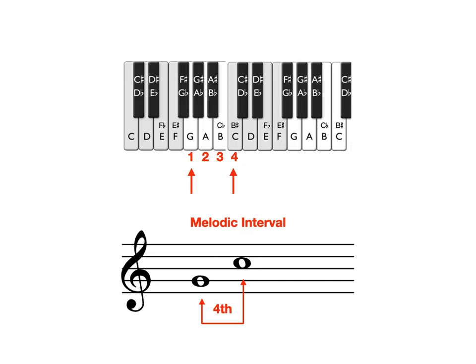Okay, let's go from G to E. Counting G is 1, 2, 3, 4, 5, 6. So those are all the notes in between G and E, and that gives us the interval of a sixth.